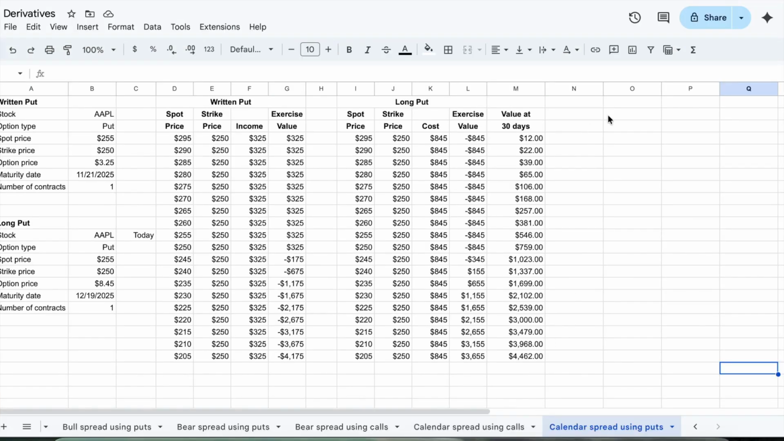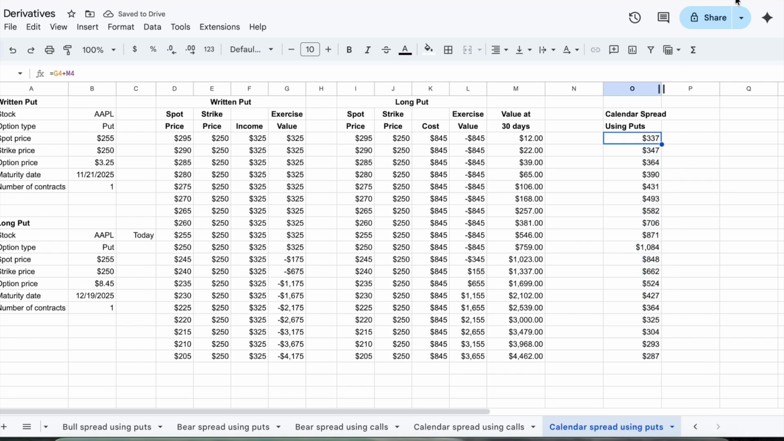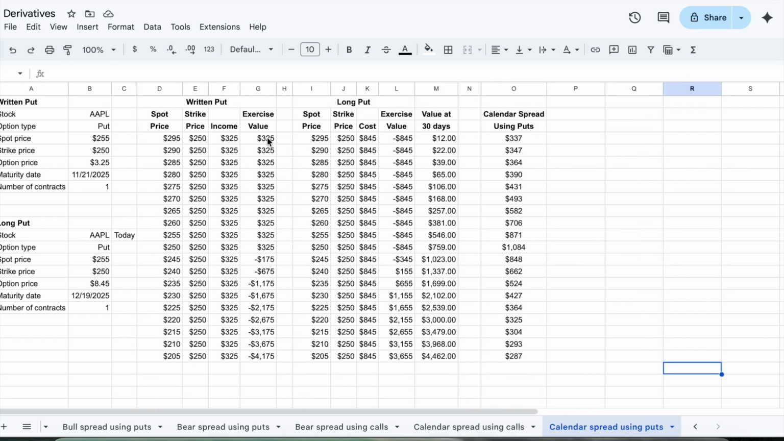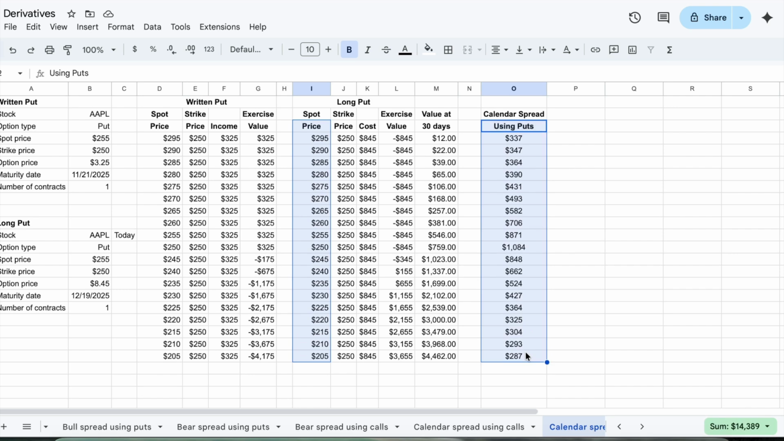We will now combine the values of the written put option and the long put option at the maturity date of the written put option. Remember, when the written put option expires, the long put option still has about 30 days to expiration. We can now draw the payout chart. Notice that this strategy will have limited profit around the strike price and a limited loss.